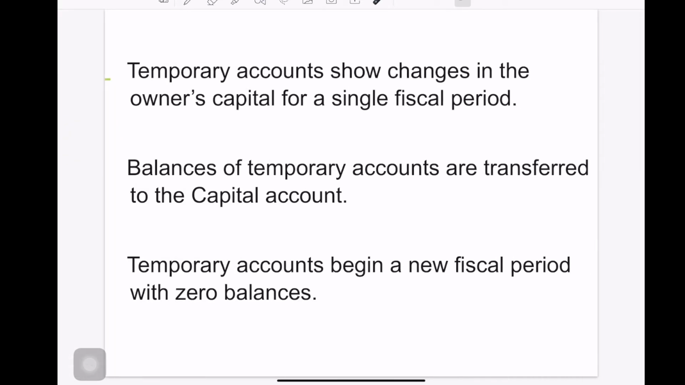Temporary accounts show changes in owner's capital for a fiscal period. Balances of temporary accounts are transferred to your capital account, and that's what I was explaining before. So we're going to accumulate all of this money into our sales. At the end of the fiscal period, we're going to take the money out of our sales account and put it into our capital account. So temporary accounts begin each new fiscal period with a zero balance because we take the money out and put it into our capital account. And again, just a reminder, those accounts are your revenue, your expense, and your drawing accounts.